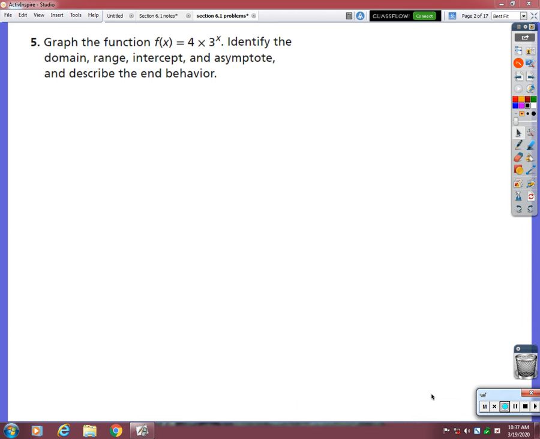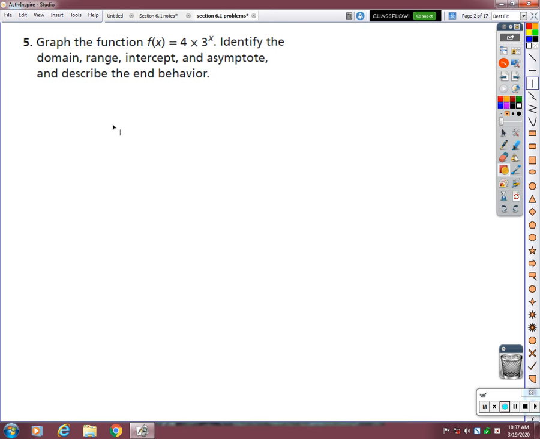Okay, welcome back. So right now I'm going to go through the problems that I assigned in the previous video, starting with number 5. It says graph the function y equals 4 times 3 to the x. So let's do that. Okay, there we go. So let's go 4 times 3 to the x.